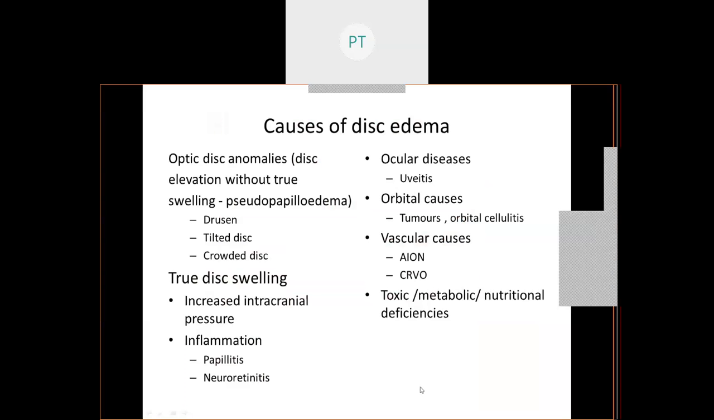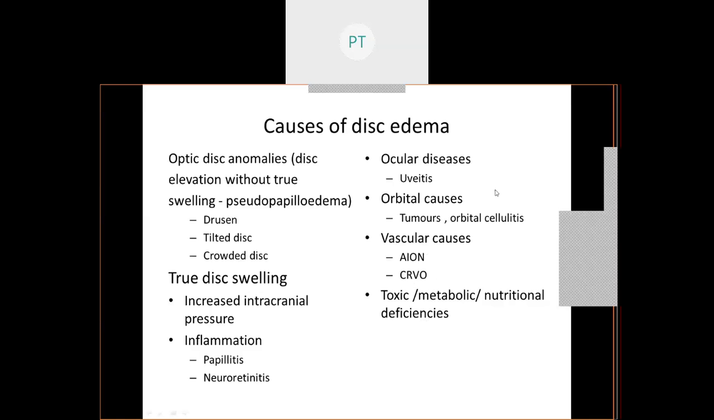So what are the causes? First, what is disc edema? Optic disc edema, you have to differentiate true edema from pseudopapilloedema first. The causes of pseudopapilloedema can be optic disc drusen, any tilted disc, any crowded disc. Then the causes of true disc swelling are when there's an increase in intracranial pressure, then any inflammation like papillitis, neuroretinitis, any ocular diseases like uveitis, then any orbital causes, like tumors or orbital cellulitis, any vascular causes like AION, CRVO, any toxic causes, any metabolic causes, any nutritional deficiencies.